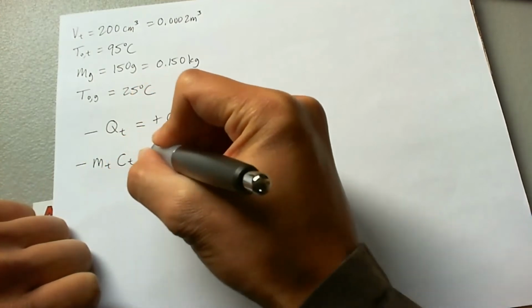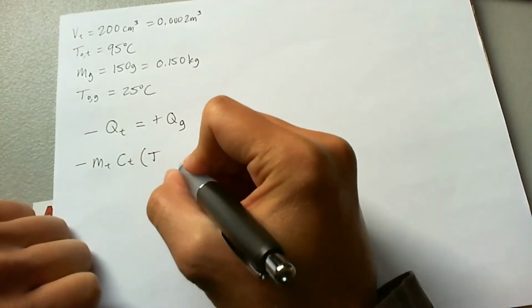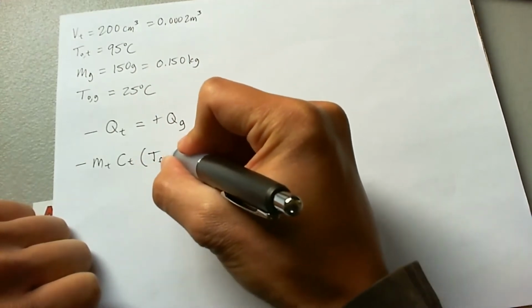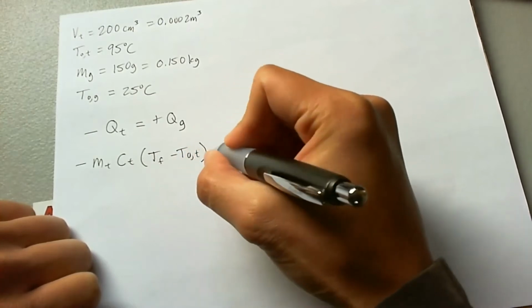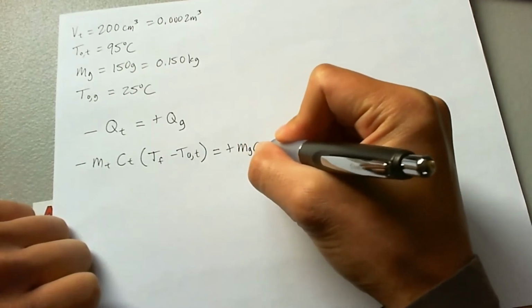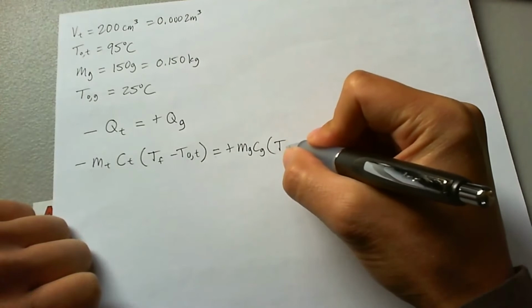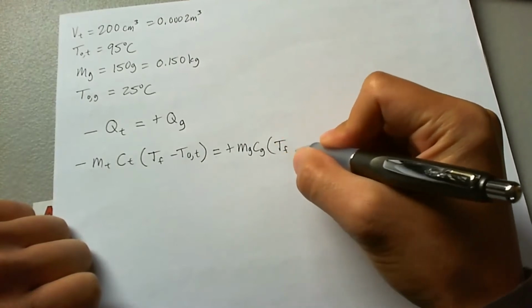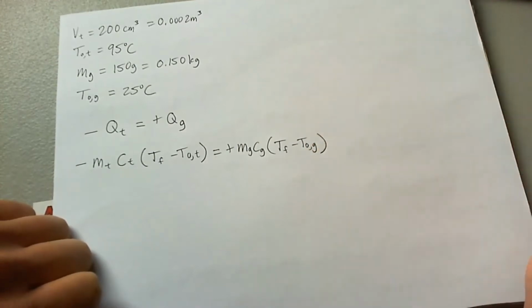c of the T, and then we're just going to go ahead and break it down into the individual temperatures, TF minus T naught of the T. And that's going to equal the positive m of the glass, c of the glass. And again, breaking down into the changes in temperatures, TF, the common T final, minus T naught of the glass.